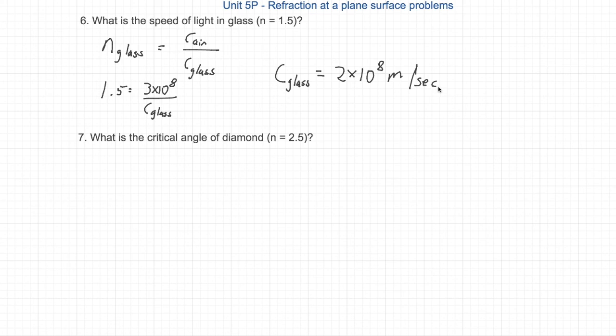Okay, we'll finish up with an easy question. What is the critical angle of diamond? N equals 2.5. So the formula is the sine of the critical angle equals the lower index divided by the higher index. So since diamond is surrounded by air, we have n prime equals 1 on the top, 2.5 on the bottom is what n equals. And drum roll, we have the angle equals 23.6 degrees.